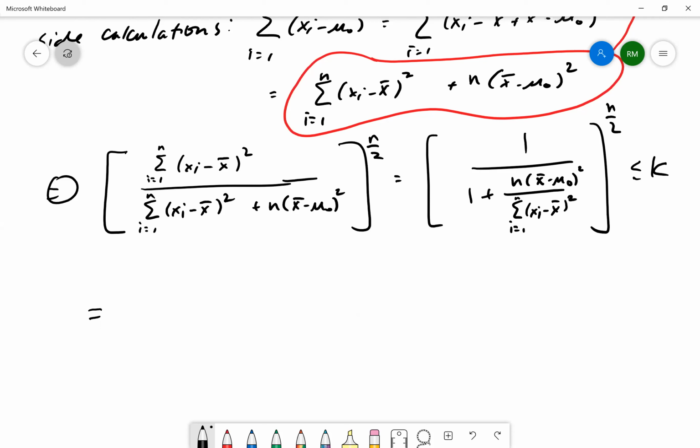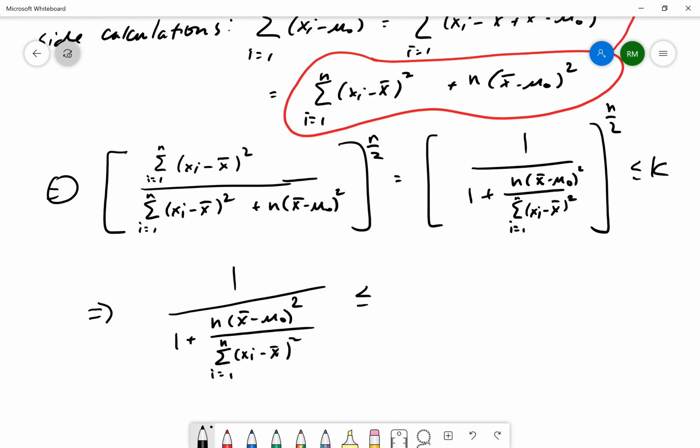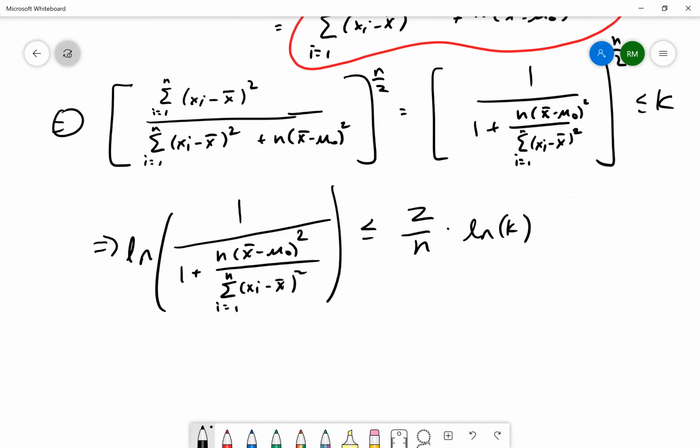So this tells us that this lovely expression is less than or equal to 2 over n times the natural log of k, and the left-hand side has a natural log too. So if we exponentiate both sides, what this tells us is that this expression on the left is less than or equal to k to the 2 over n.